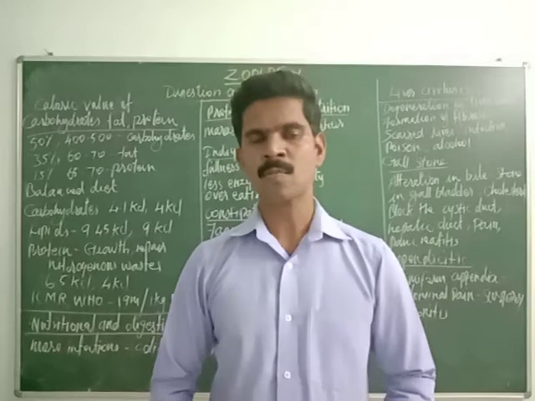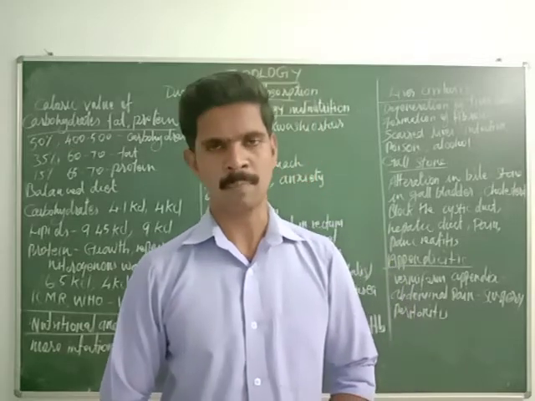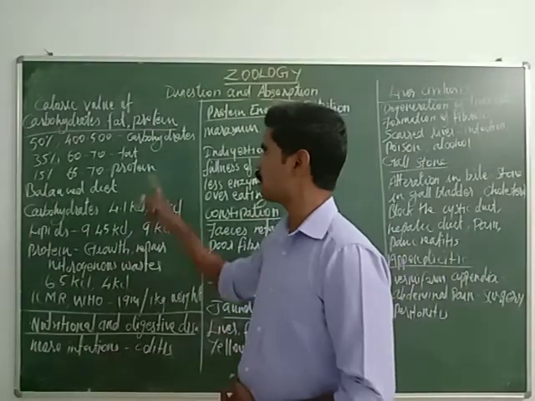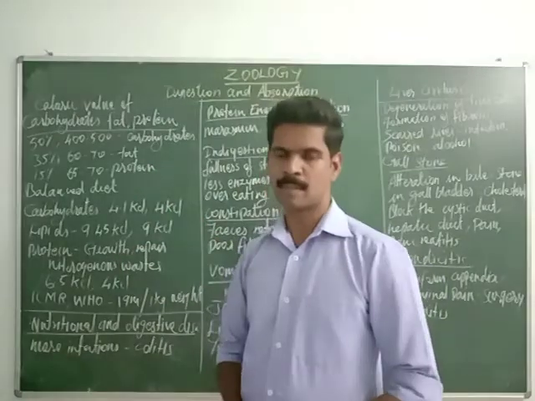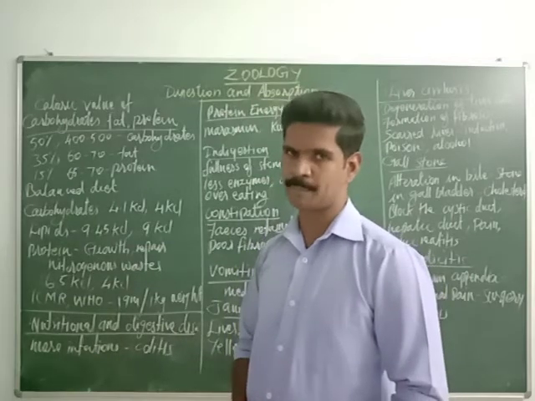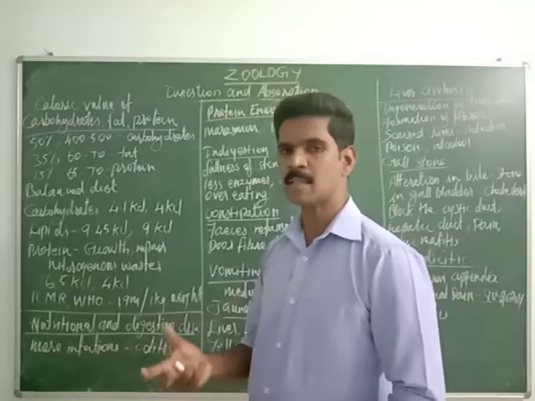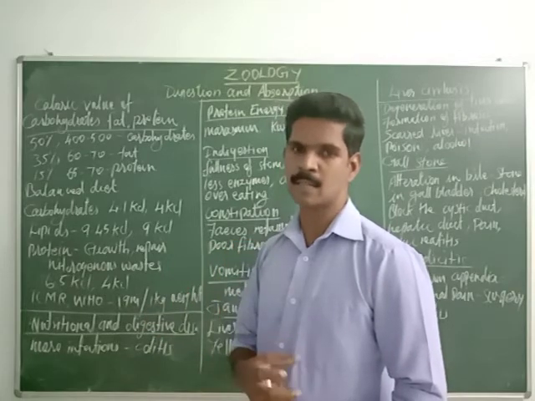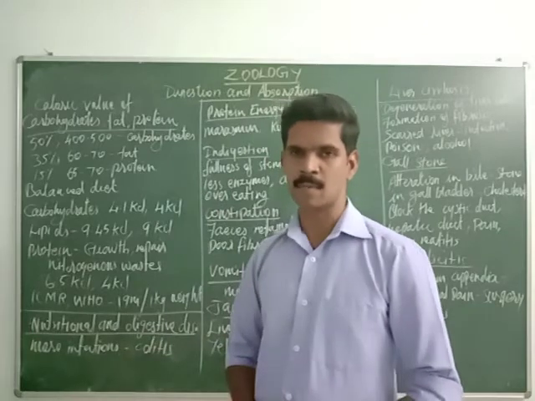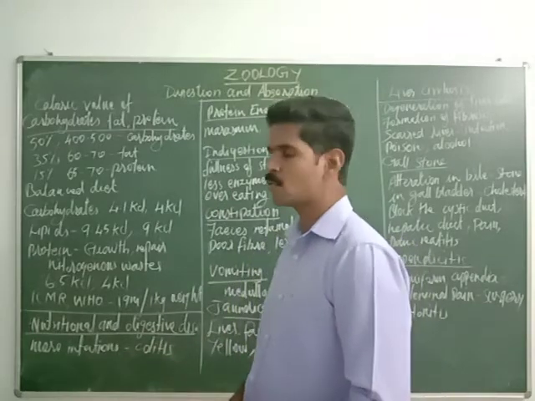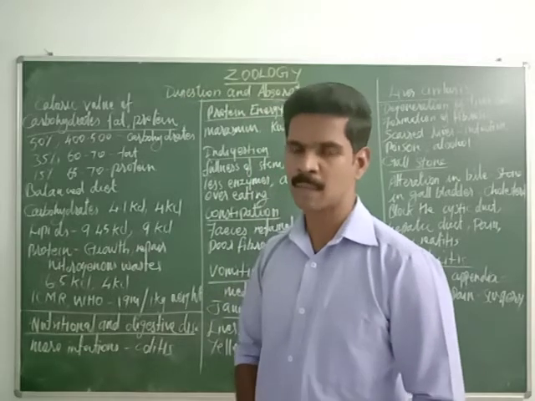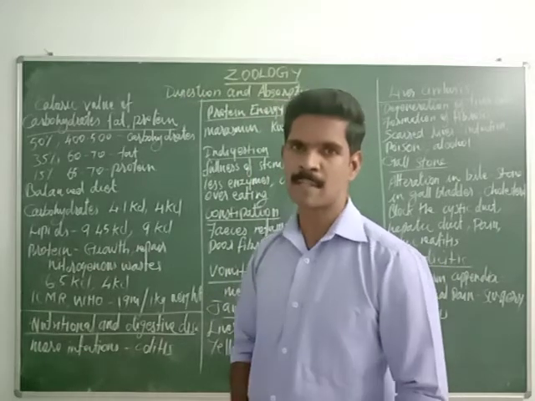Dear students, today we are going to study two more topics. The first topic is the caloric value of carbohydrate, fat and proteins. Carbohydrate, fat and proteins are the major nutrients. The food materials that we are eating contain large amounts of carbohydrate, fat and proteins. Now we are going to study the caloric value of carbohydrate, proteins and fat. Listen very carefully, dear students.